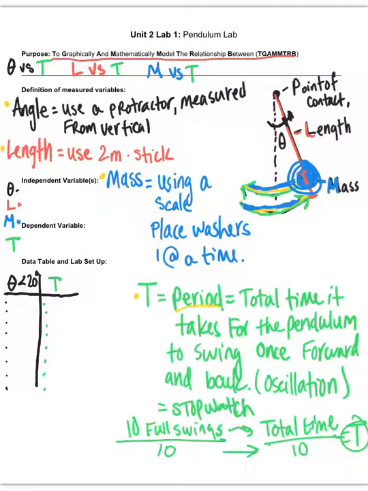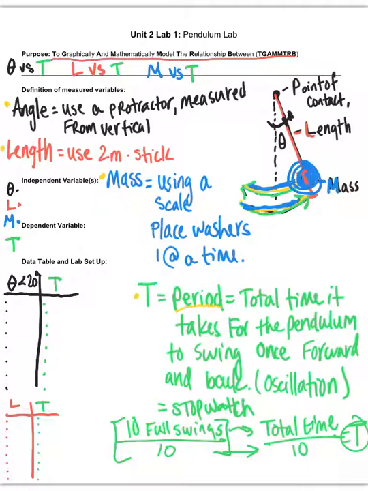Then I'd like your group to repeat that cycle, but this time instead of 8 different angles, pick 8 different lengths. Once again, you're going to compare that with the period, which you're going to find by taking 10 full swings, dividing it by 10, and getting your period that way. So you'll have 8 total periods that correspond with your 8 total lengths.